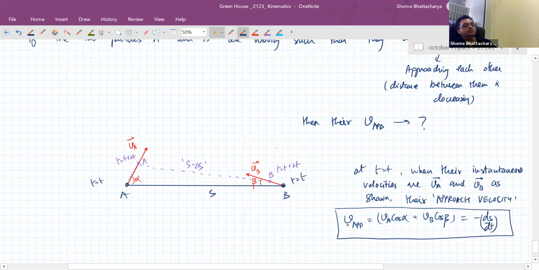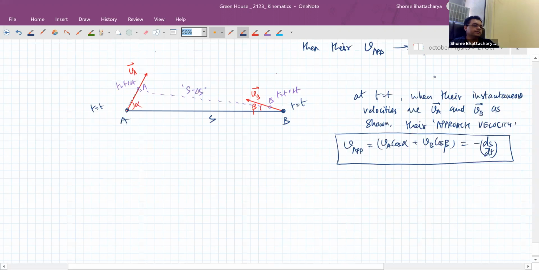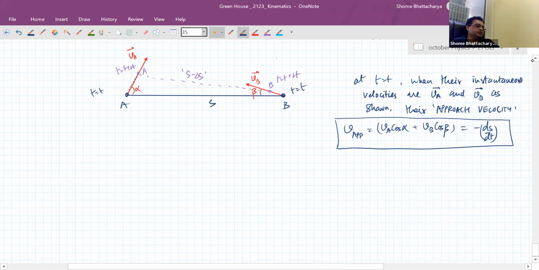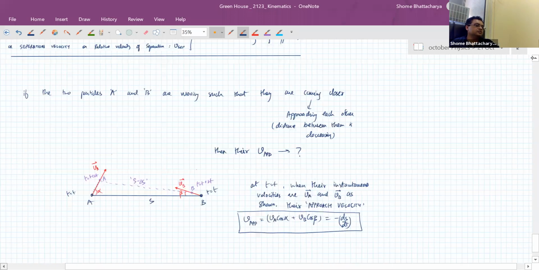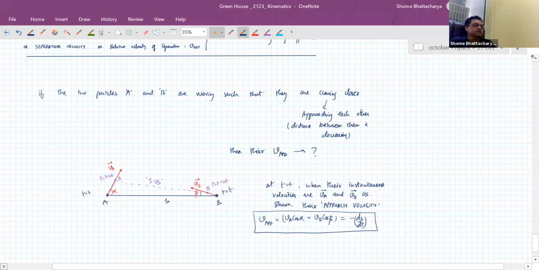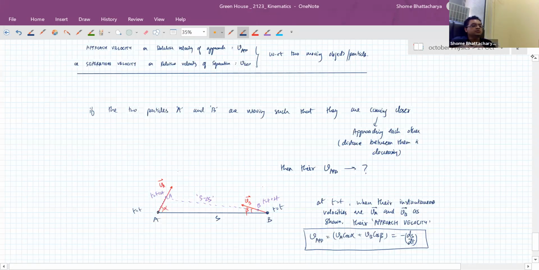So this is how we express the approach velocity in a general situation like this, where two objects are moving with some random velocities, not along a straight line or anything like that. But we can clearly see that the velocities are pointed in such a way that at that instant they are approaching each other because the distance between them is decreasing. Then the value of this approach velocity, which is minus dS by dt, will be given by the component of A's velocity directly towards B plus the component of B's velocity directly towards A. In this diagram that is V A cos alpha plus V B cos beta. So this is the new definition for us of the concept of approach velocity.